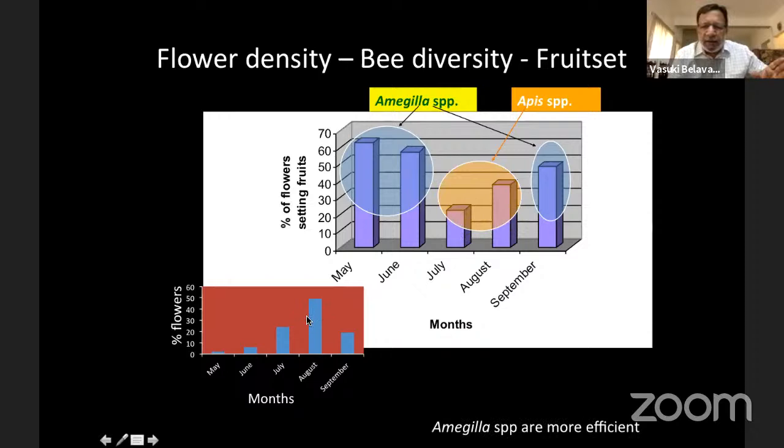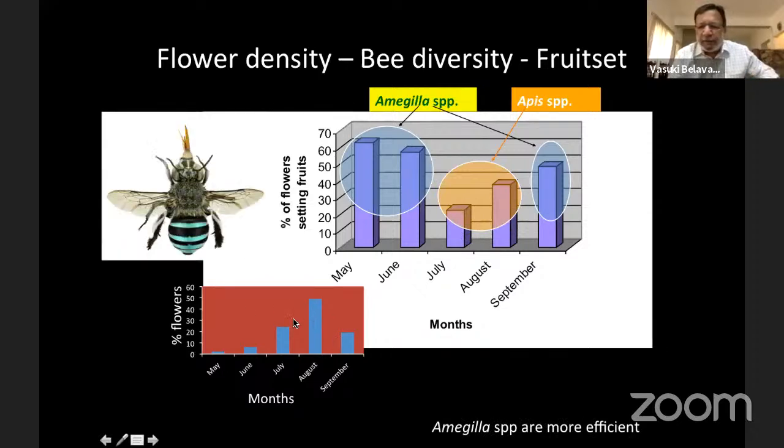So you see that the Amegilla species appear to be more efficient because the percent fruit set is very high. So is there a reason for that? We wanted to look at that.